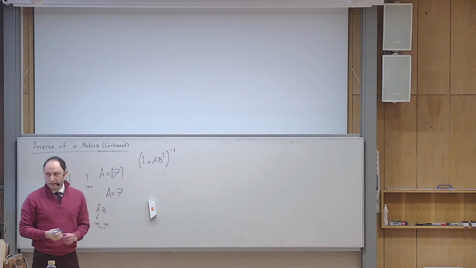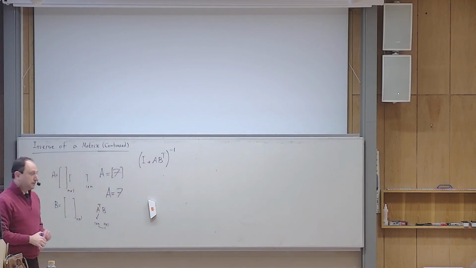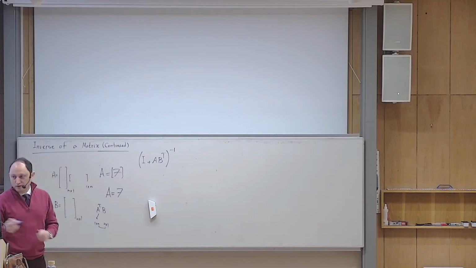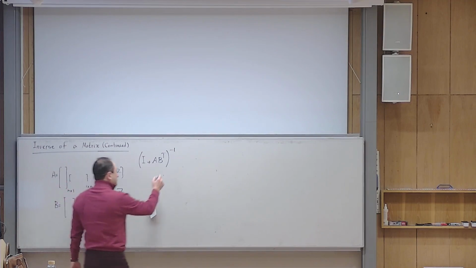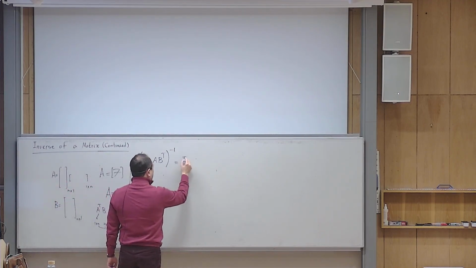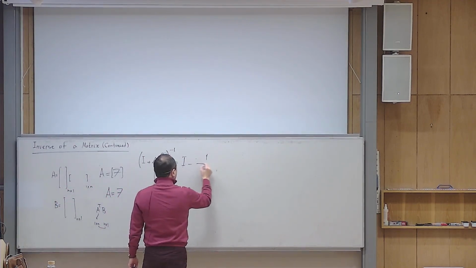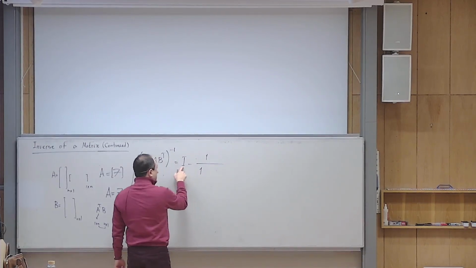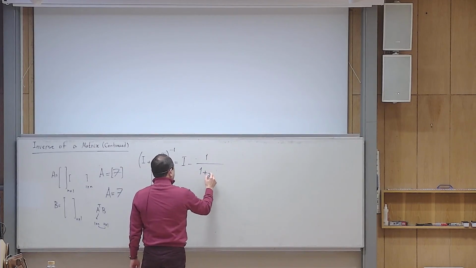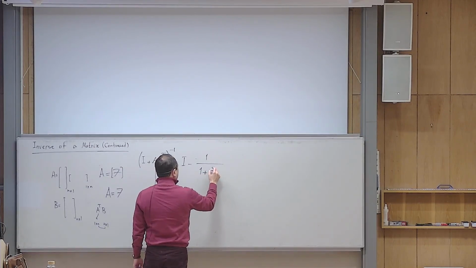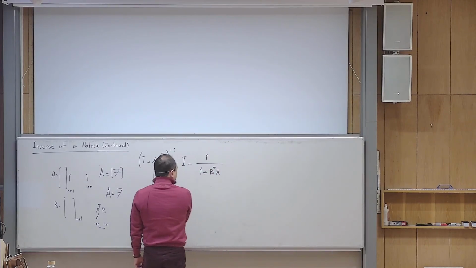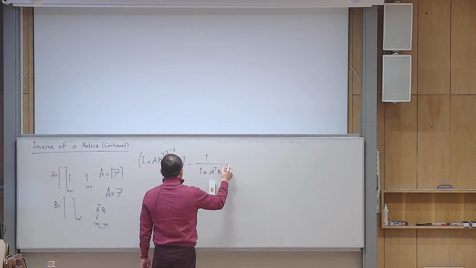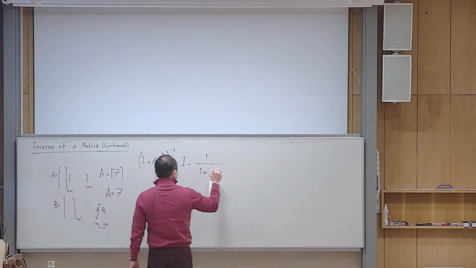So this is why I am asking you to show that this matrix is invertible, and I have proposed the inverse. The problem could be hard if I ask you to find the inverse, but here the inverse is being proposed to be I minus 1 over 1 plus A transpose B times AB transpose. This number is 1 plus A transpose B.